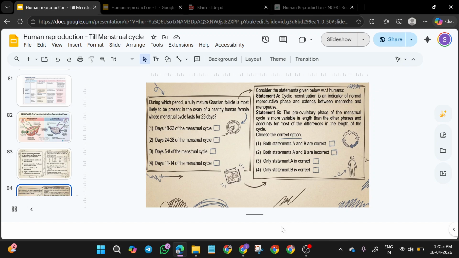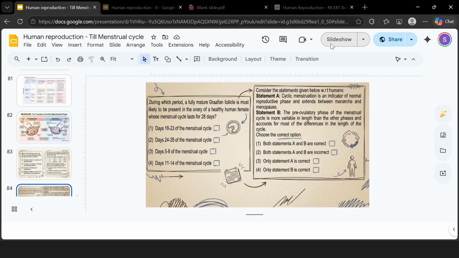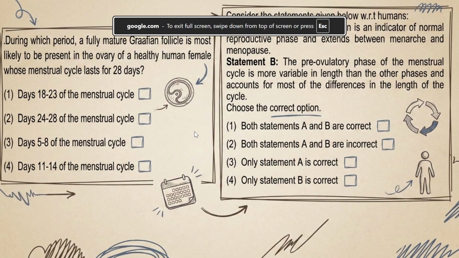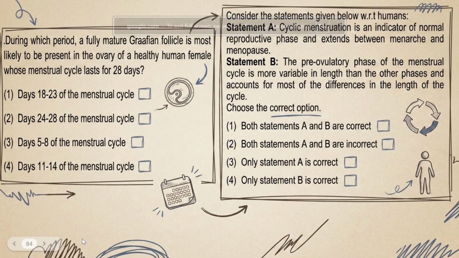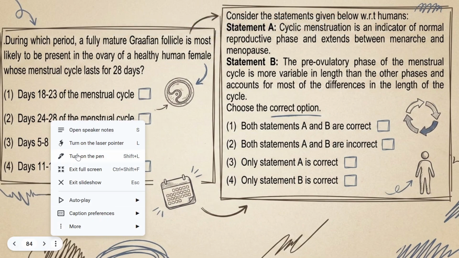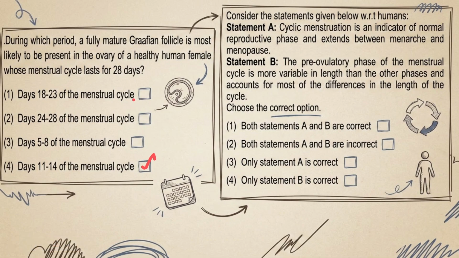Yes, fourth option correct. Very good. So that you can see. Yes, fourth option is correct. So because it will be from 11 to. Yes, next question, can you answer this question?